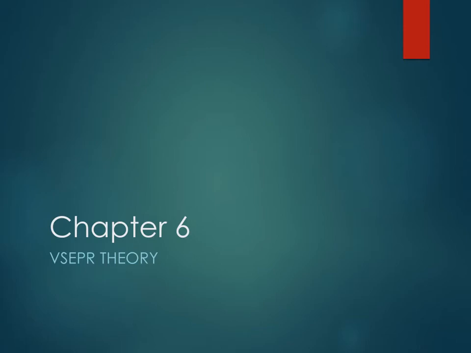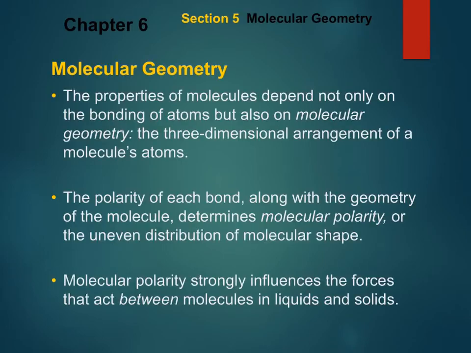This screencast is about the VSEPR theory, which describes the shape that molecules will take. We've learned that different molecules take different shapes depending on how many electrons they have, how they're being shared, and how many elements are attached to that central atom. The VSEPR theory describes the molecular geometry, which is the three-dimensional arrangement of a molecule's atoms.